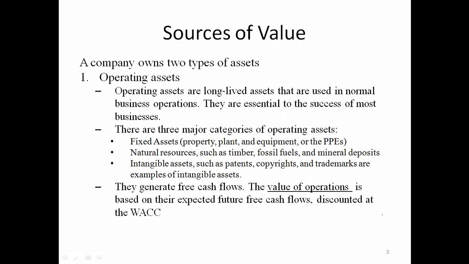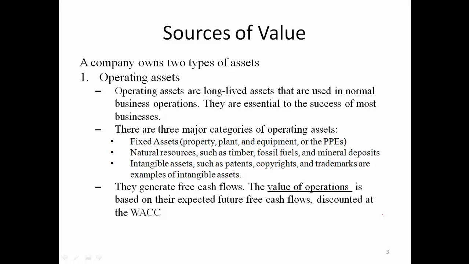So in terms of the value of a corporation, where is the value coming from? We say a company owns two types of assets. First, we have operating assets. Operating assets are long-lived assets that are used in normal business operations. They are essential to the success of most companies, most businesses.